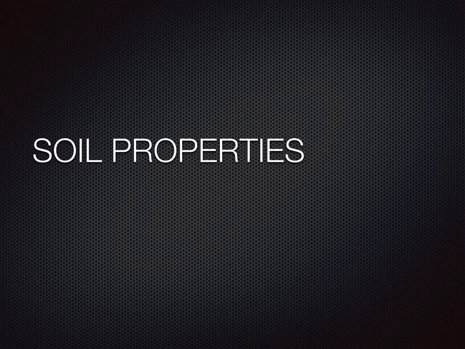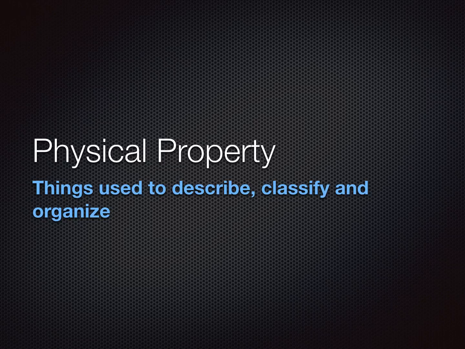The last thing we're going to talk about are soil properties. By definition, a physical property is things used to describe, classify, and organize. I know it's a horrible science definition, but it's the best definition I could think of to make it applicable to you. Meaning, if I asked you to describe your family member to me, you'd use all these things like they're tall, they're short, the color of their hair, what they're wearing, what they like. Those are properties that you're using to describe them with. We use the same things for soil, just a little bit more technical.